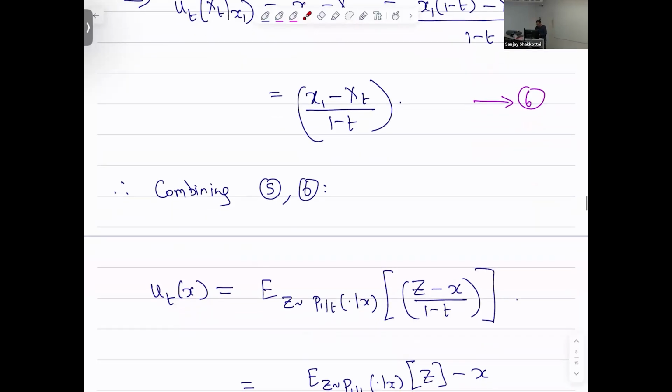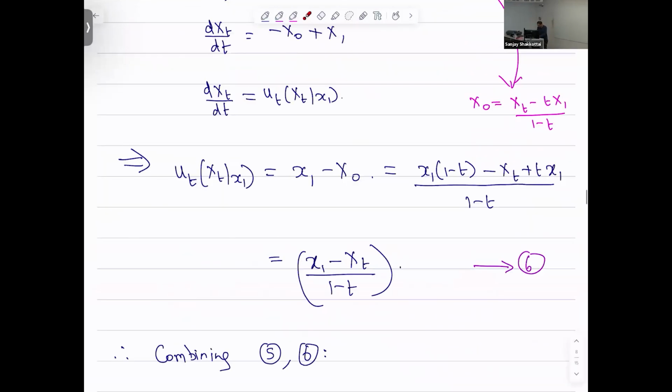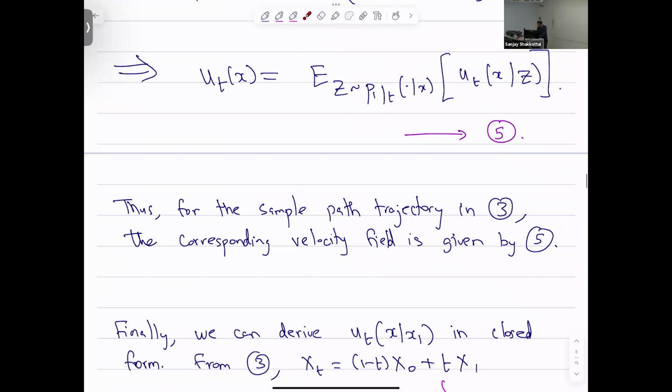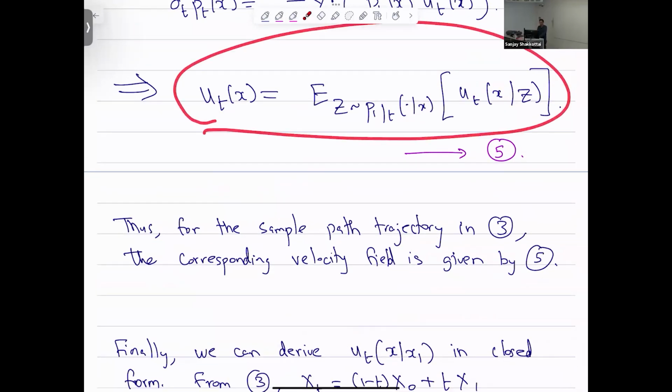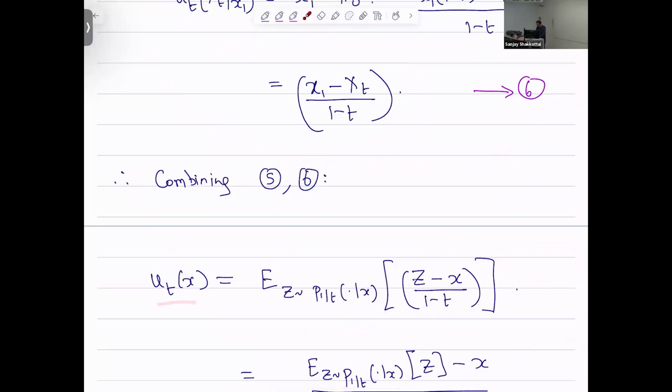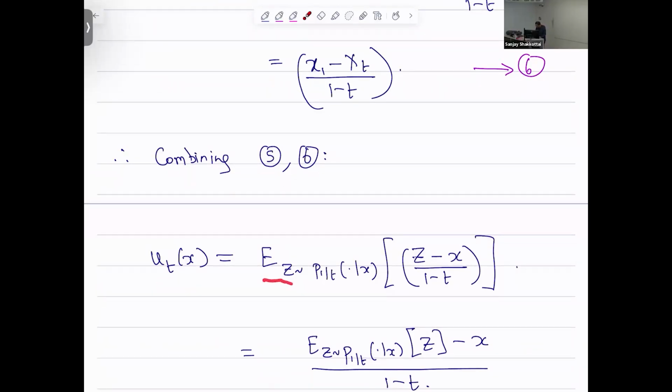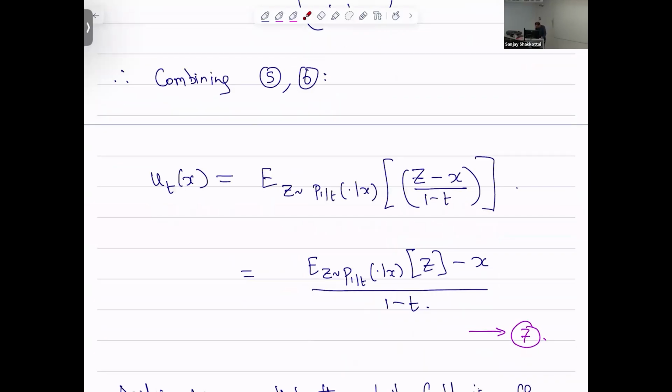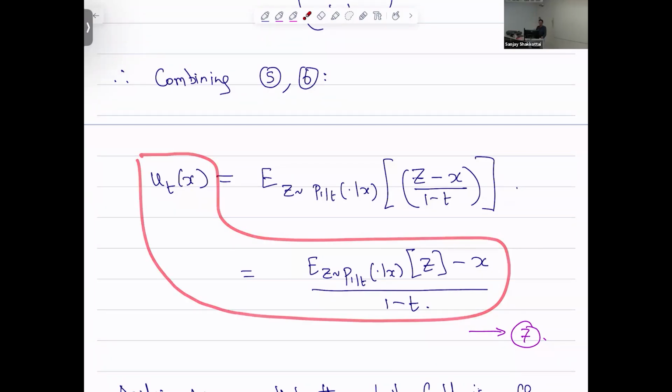And so if you combine these two, you got this, and you got this. You just combine these two, and what you get is that the velocity field you need to use is simply the conditional expectation of z. So if at time t I'm in x, pick a sample of what the terminal condition would be, and then take the expected value of this function, which is just z minus x by t. So this essentially gives me this velocity field.